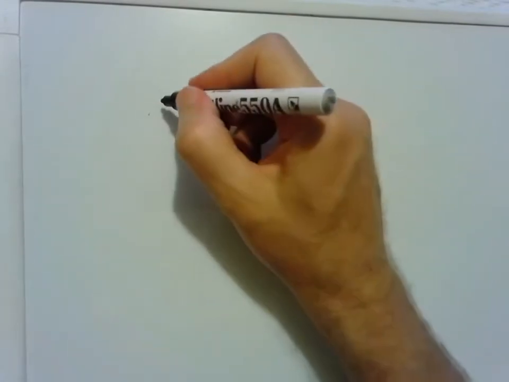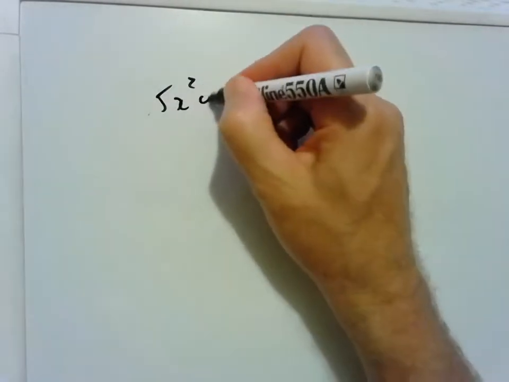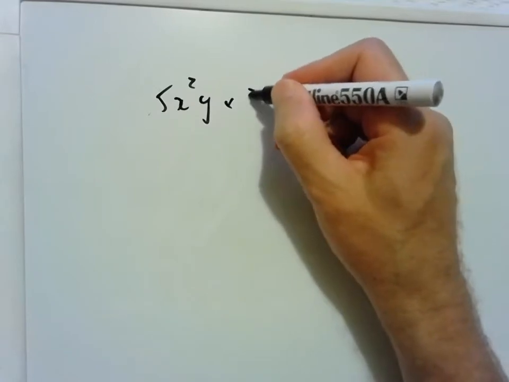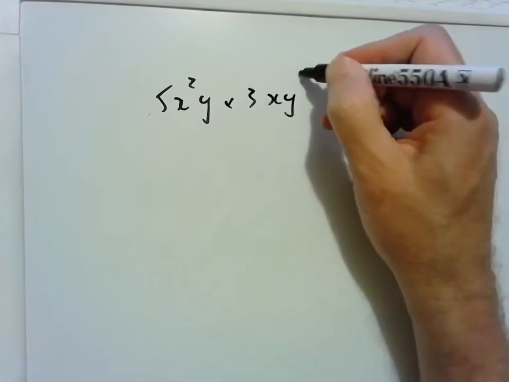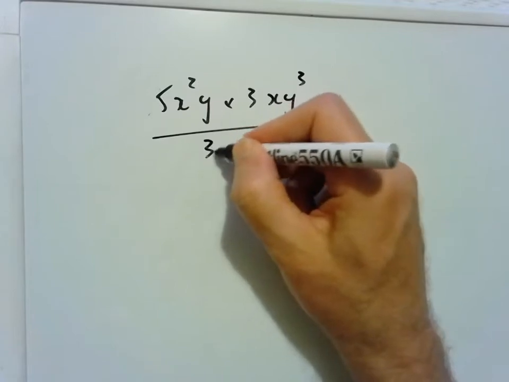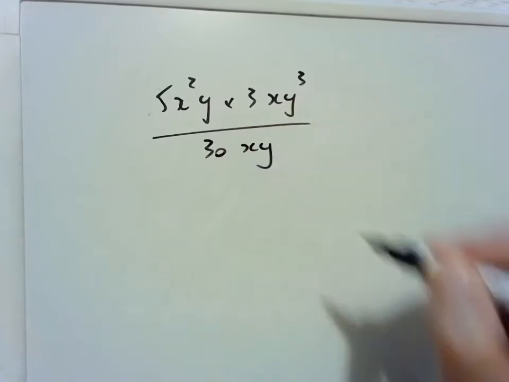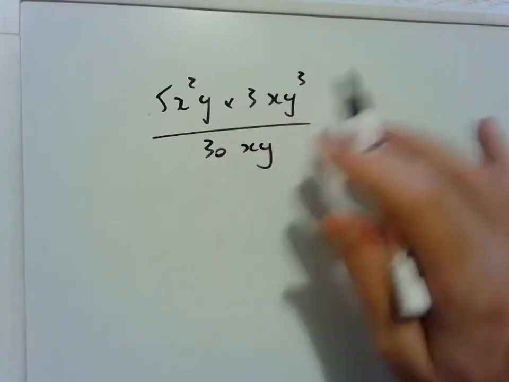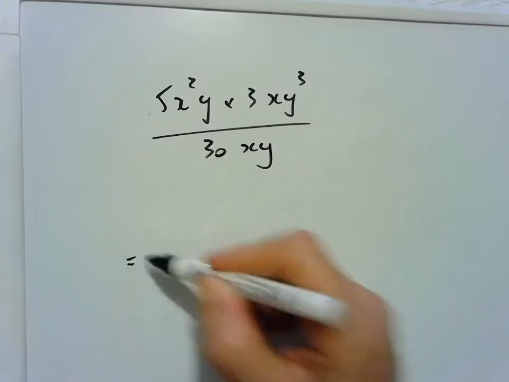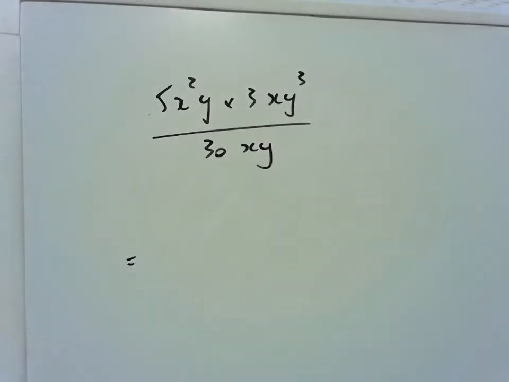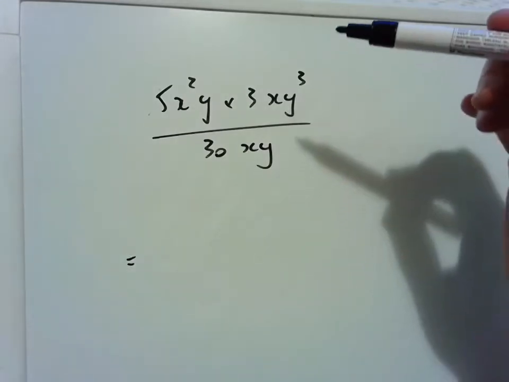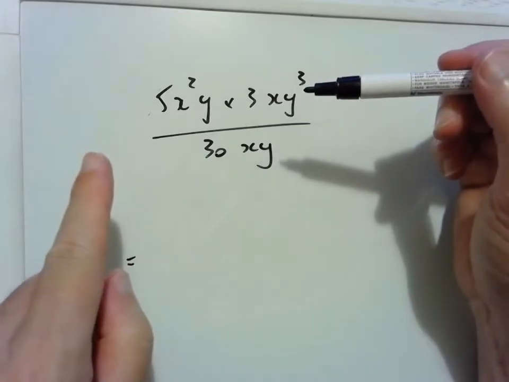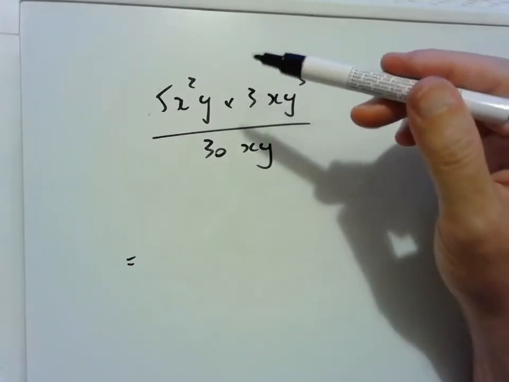So let's start with 5x squared y times 3xy cubed on 30xy, that'll do. And although they start out relatively routine like this, sometimes they get quite big and gnarly, but you just got to break it down piece by piece and treat it like it's easy. Okay, so to do that, we want to do one thing at a time, just one thing.